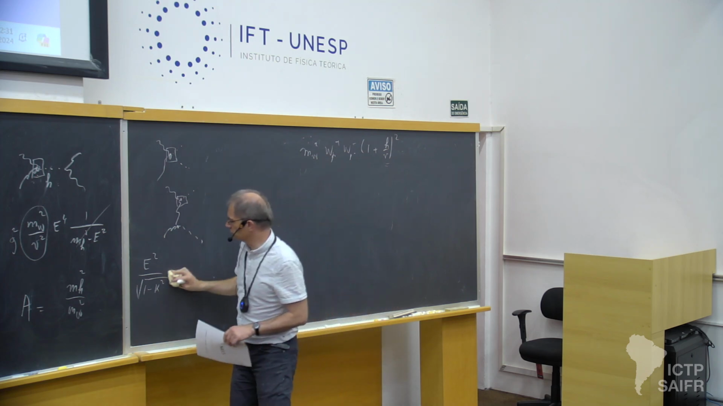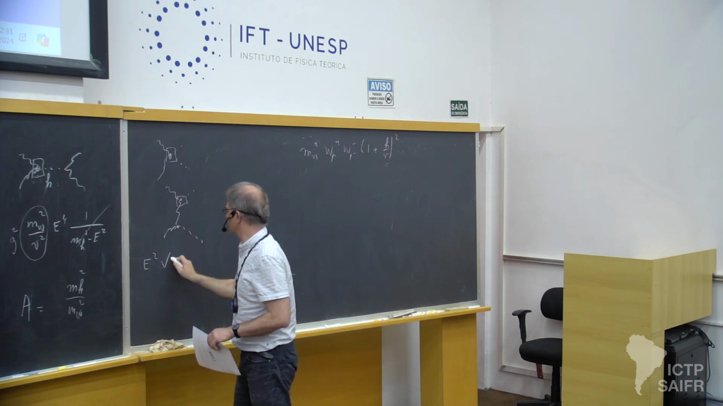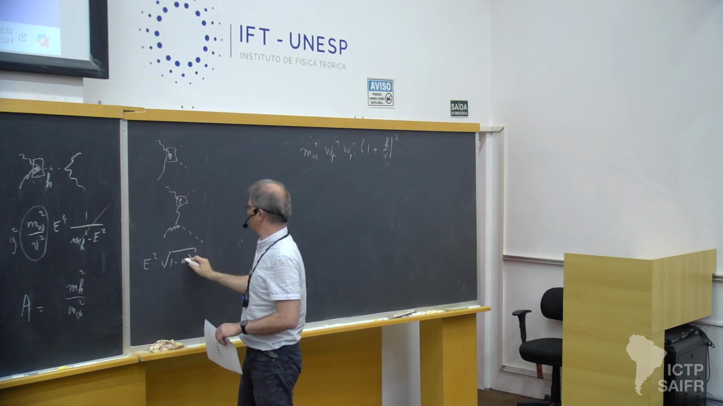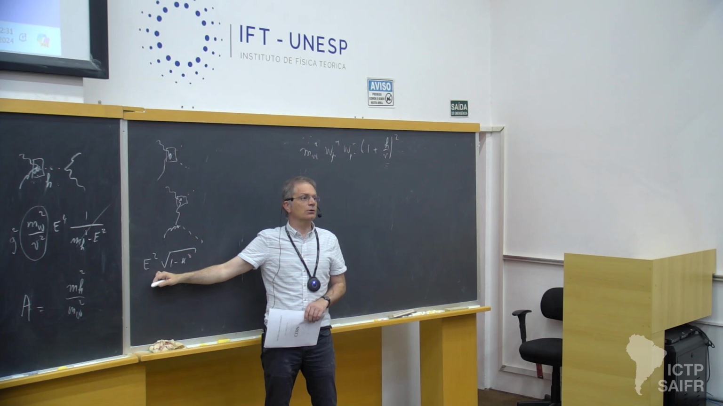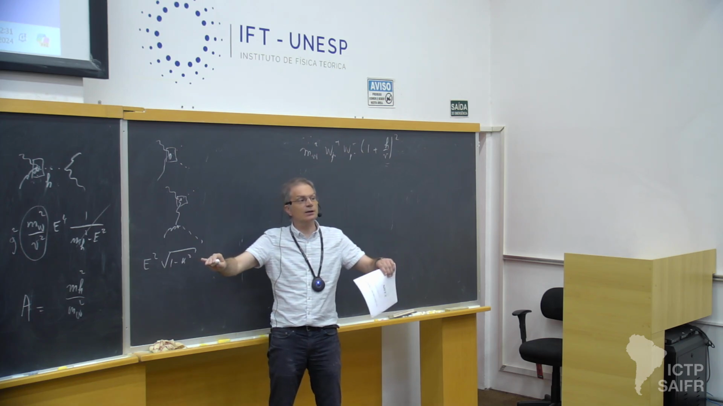Well, maybe it goes into the numerator. So 1 minus kappa squared. Right? So there is an exact cancellation in the standard model. So the amplitude remains finite.